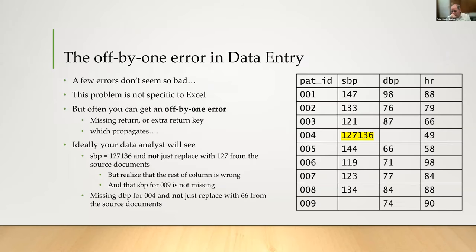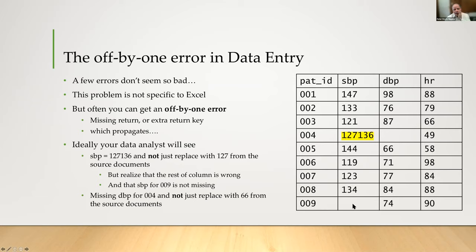Another big problem with data entry is what's called an off by one error. And if you think, oh, it's only 3 to 4% errors, it's not so bad. This is a problem that's not so specific to Excel, but you often get what's called an off by one error. So if you're missing a return, like in column one, someone's typing along systolic blood pressures, they type in 127, they don't quite hit the enter key, then they type 136, they hit enter, and they keep going.